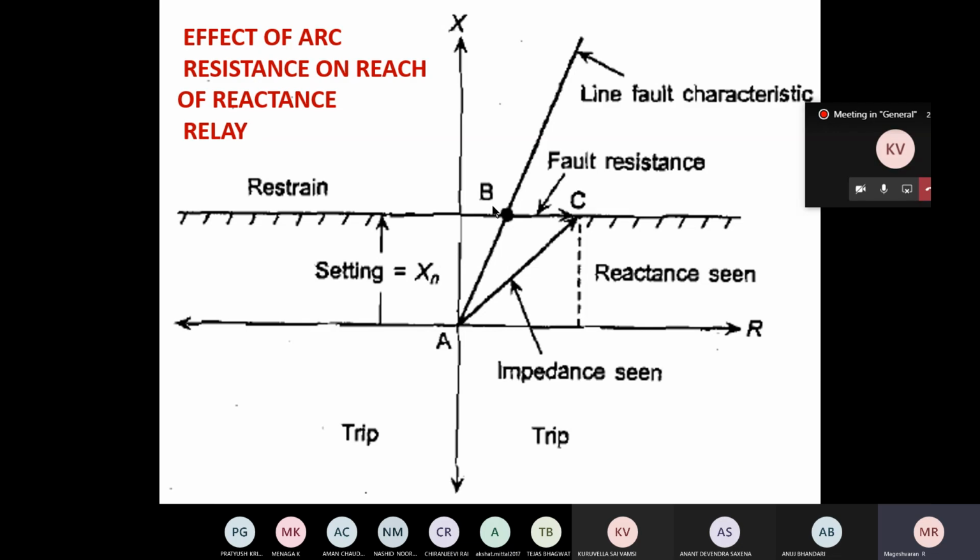Whereas that type of underreach is not here. Reach is not at all disturbed by the resistance of the fault path. This is the very major advantage of this relay compared to the other relays. Otherwise they would have discarded this relay, this idea of incorporating this concept.